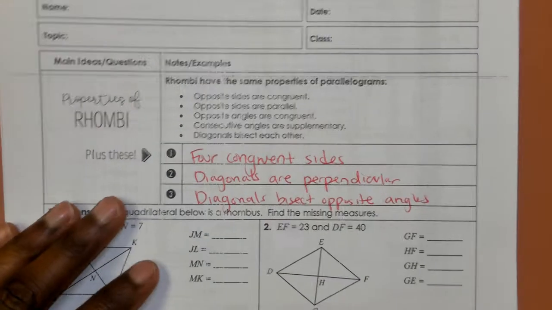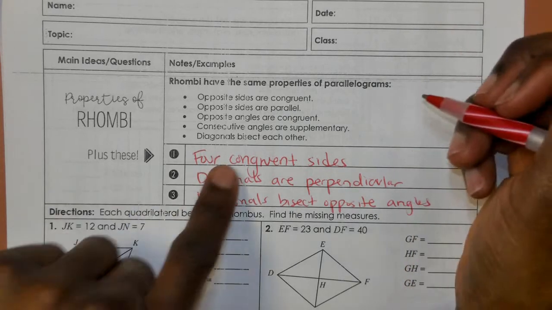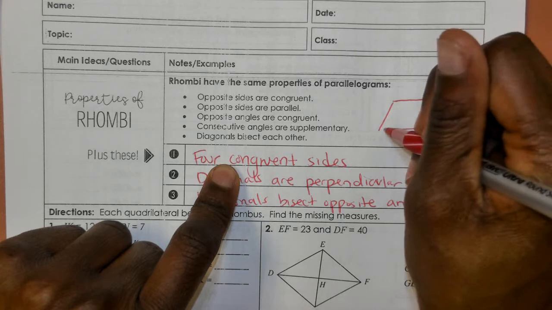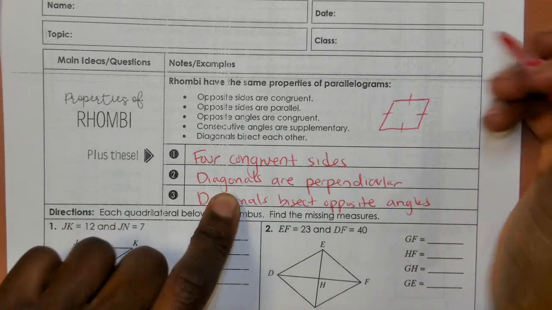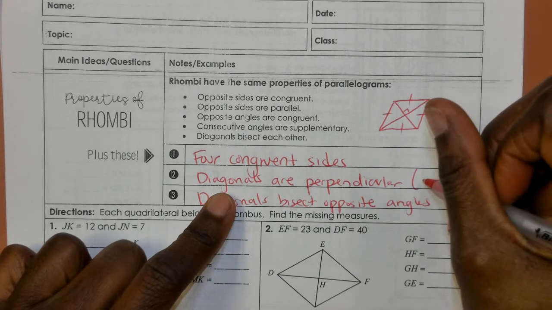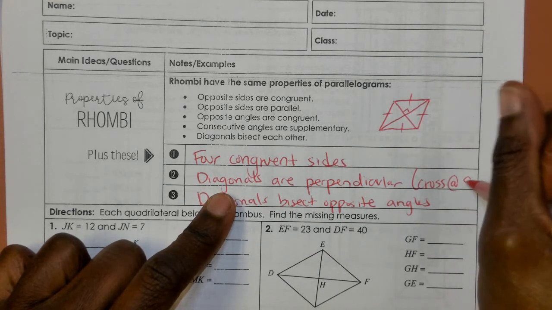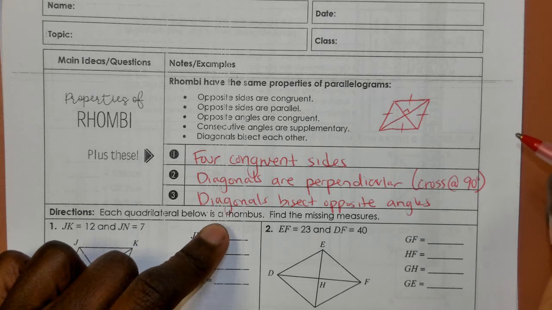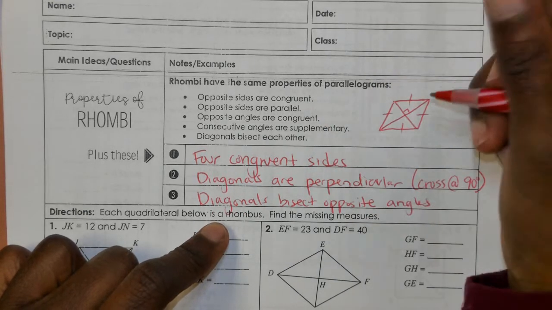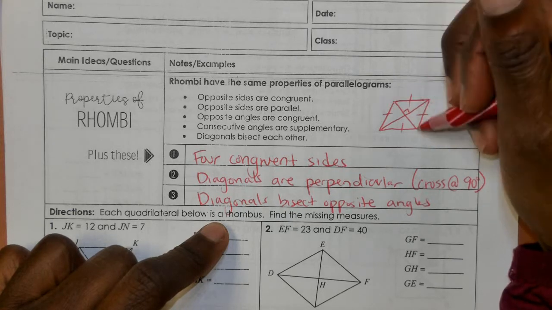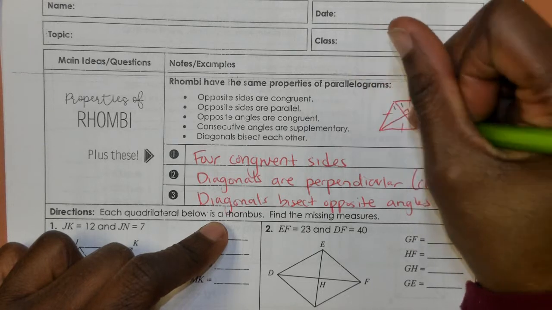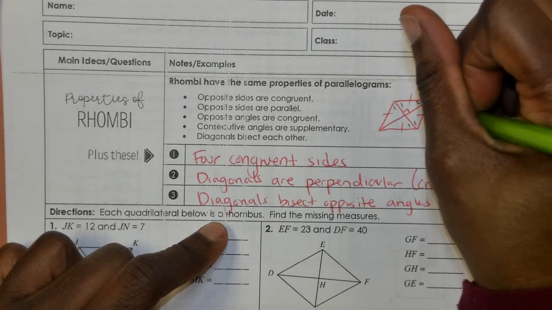Alright, so a rhombus is a parallelogram where all four sides are equal. The diagonals are perpendicular, which means they cross at 90. And the diagonals bisect the opposite angles. So that means this angle right here and this angle are getting cut in half. So these are equal. These angles are all the same. And these angles are all the same.